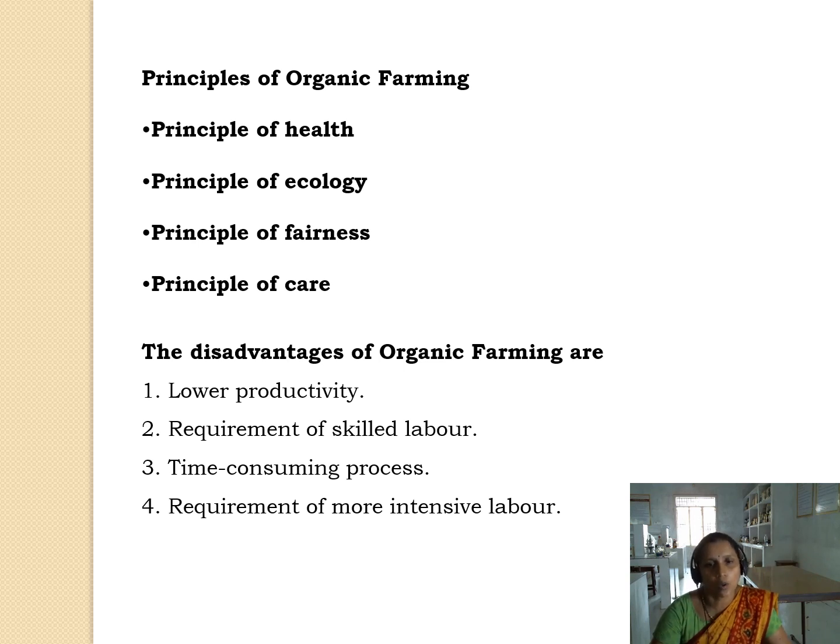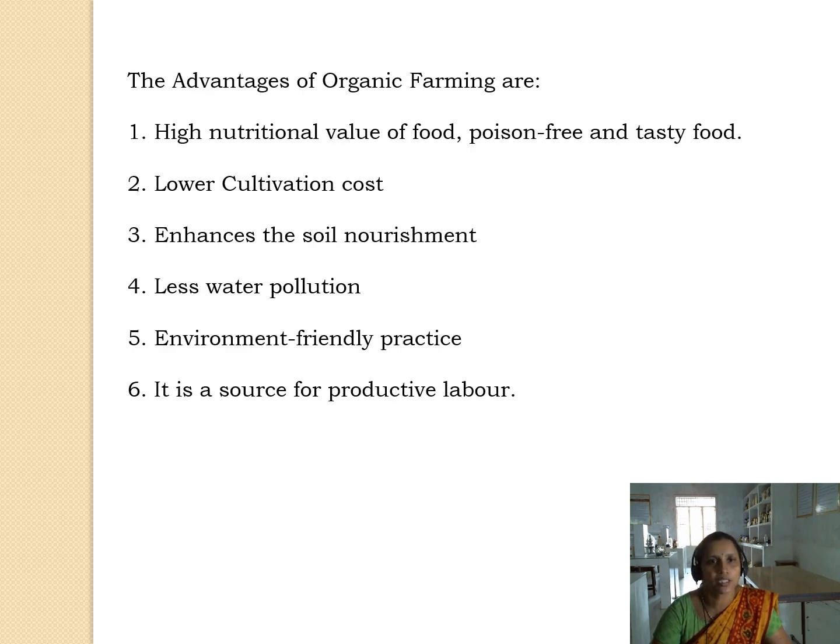So let us first discuss the disadvantages of organic farming: lower productivity, requirement of skilled labor, a time-consuming process, and more intensive labor. If we discuss the advantages after overcoming all these disadvantages, all the products will have high nutritional value and will be poison free, and the food will be very tasty. The cultivation cost is very low, and we can enhance soil nourishment. There will be less water pollution, and it is an eco-friendly, environmentally friendly practice and a source of productive labor.